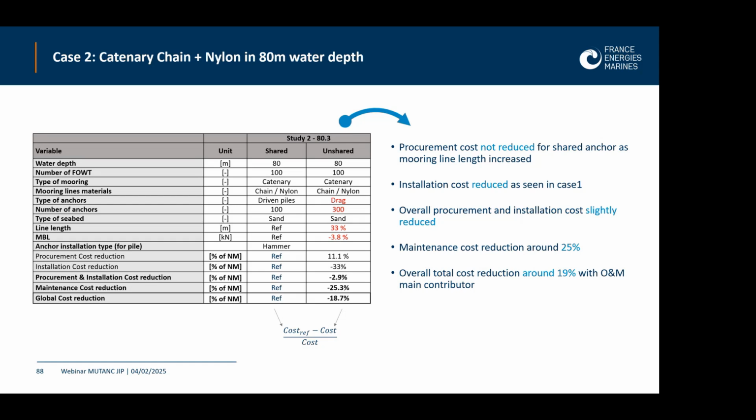So it leads to a procurement cost that is increased for shared anchor as the mooring line length is increased. The same installation cost reduction is observed as in case 1, and the overall procurement and installation cost is slightly reduced, only by 3% in this case. There is approximately the same maintenance cost reduction, around 25%, leading to an overall total cost reduction around 90%, with operation and maintenance being the main contributor.